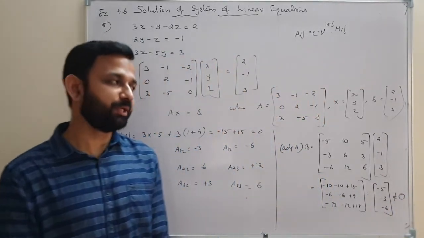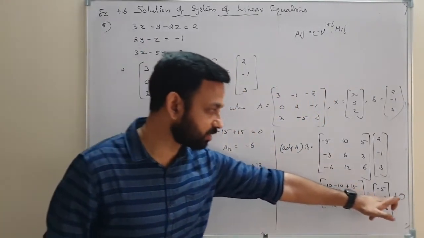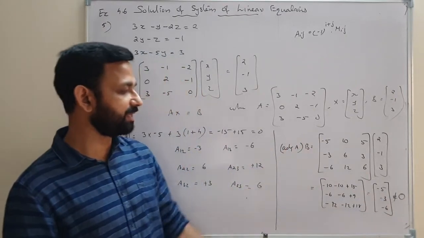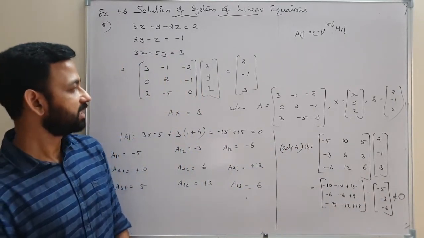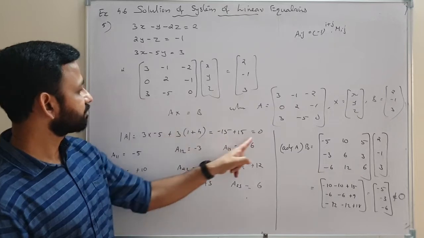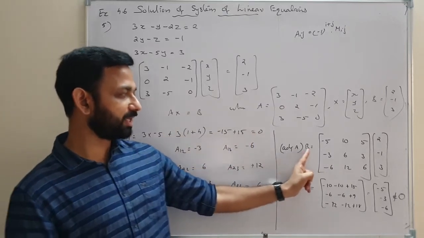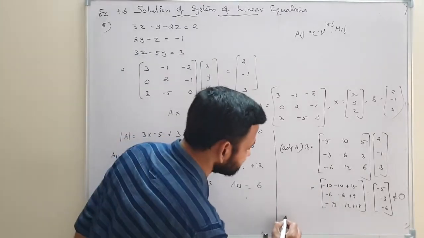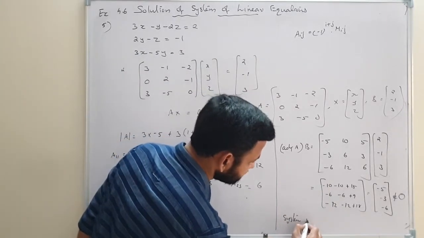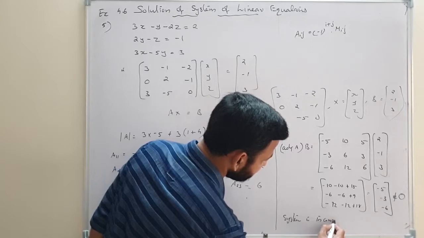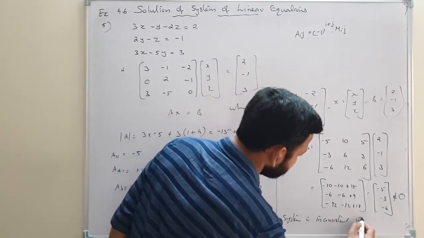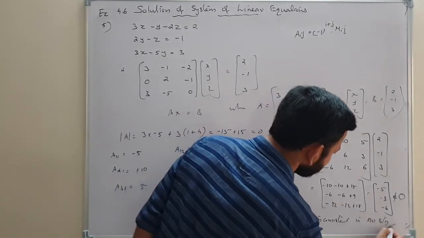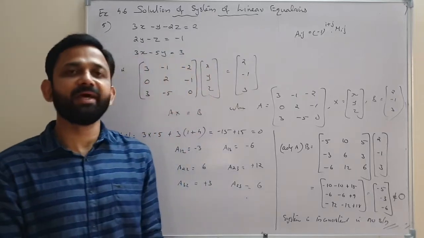Adjoint A into B is not equal to a zero matrix, determinant A equal to 0, and adjoint A into B not equal to a zero matrix. So the system is inconsistent, that is, no solution.